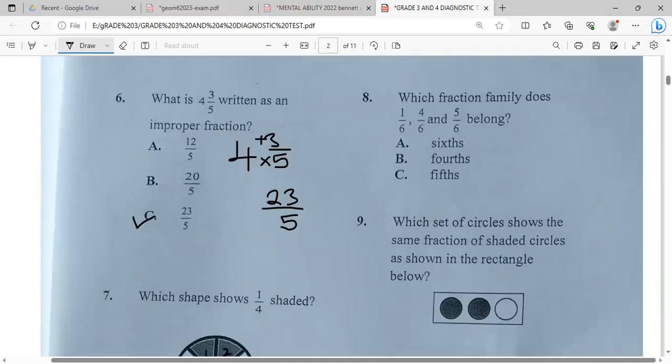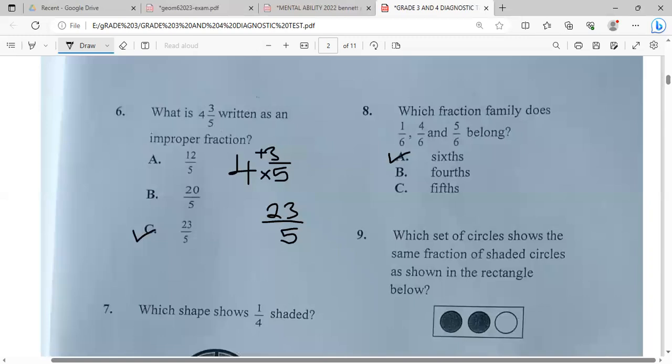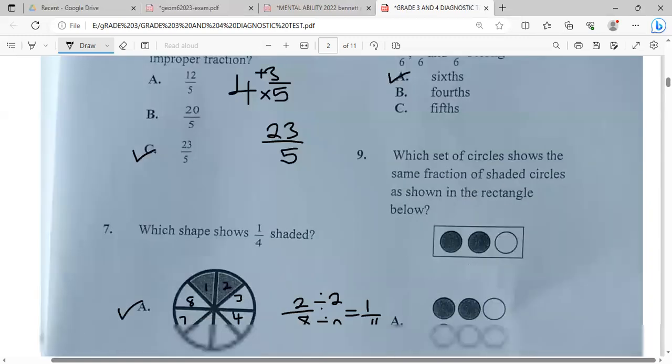Number 8 says, which fraction family do 1/6, 4/6, and 5/6 belong to? That would be the 6th family. They're all sixths, right? Because the denominator tells us which family.